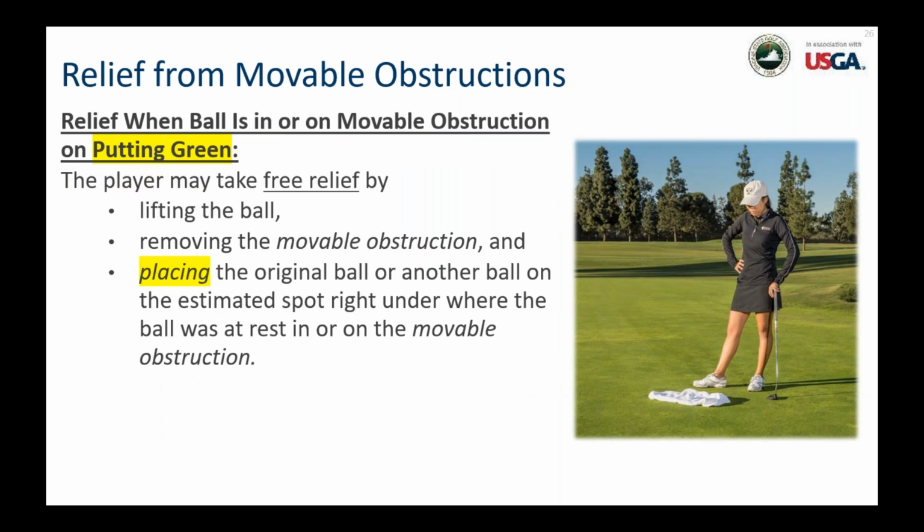All right, relief when the ball is in or on a movable obstruction on the putting green. So now we get a bigger picture of what that girl was looking at before, and we can see it looks to be that her ball is on that towel on the putting green. So this player may take free relief by lifting the ball, removing the movable obstruction, this towel, and now placing the original ball or another ball on the estimated spot right under where the ball was at rest on the movable obstruction.